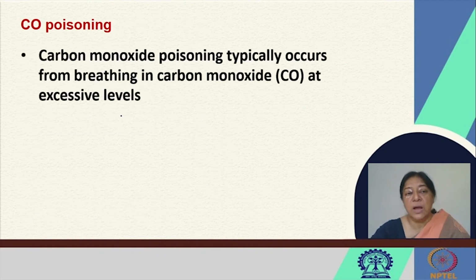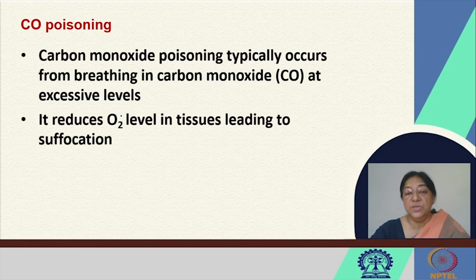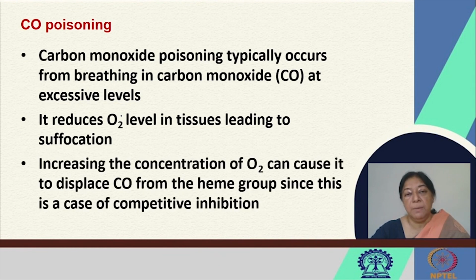So carbon monoxide poisoning typically occurs from breathing in carbon monoxide at excessive levels. This reduces the oxygen level in tissues because the oxygen is not unloaded in the tissues where the CO has bound, and this binding of the CO has resulted in the stabilization of the hemoglobin oxygen bond, which prevents its release. But increasing the concentration of O2 can cause it to displace the carbon monoxide from the heme group, since this is a case of competitive inhibition.